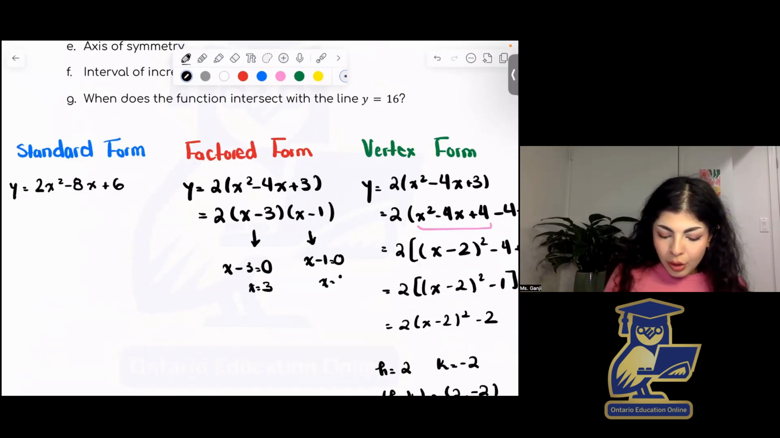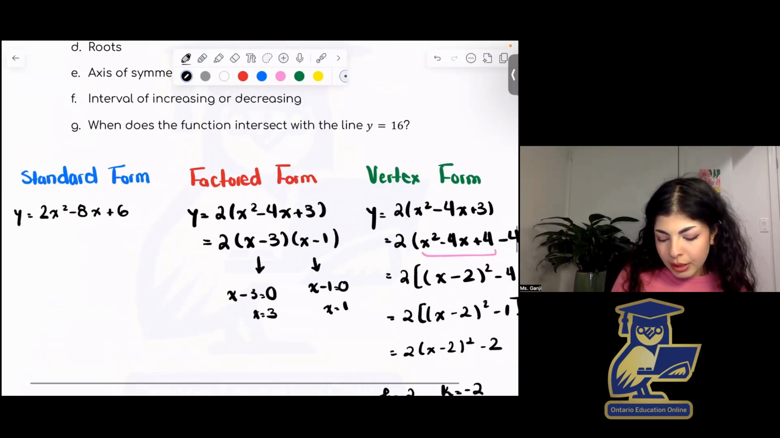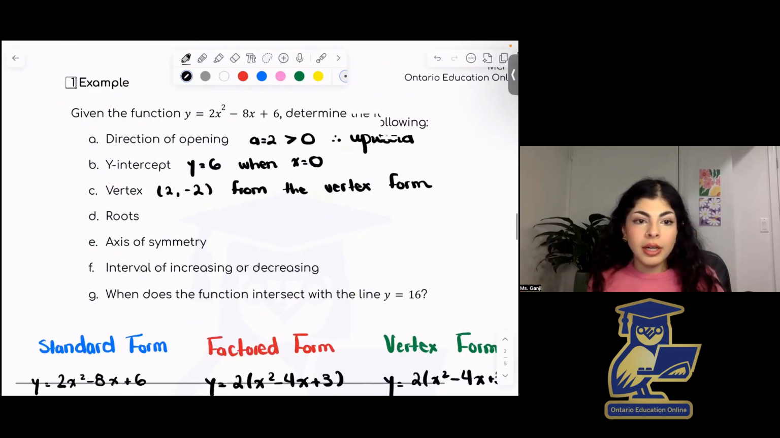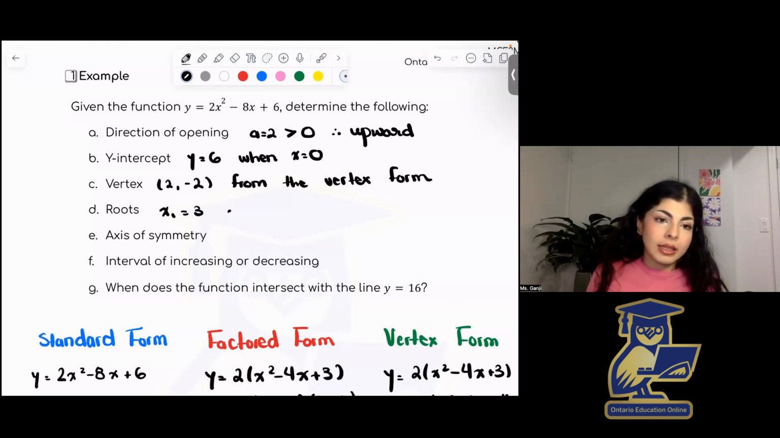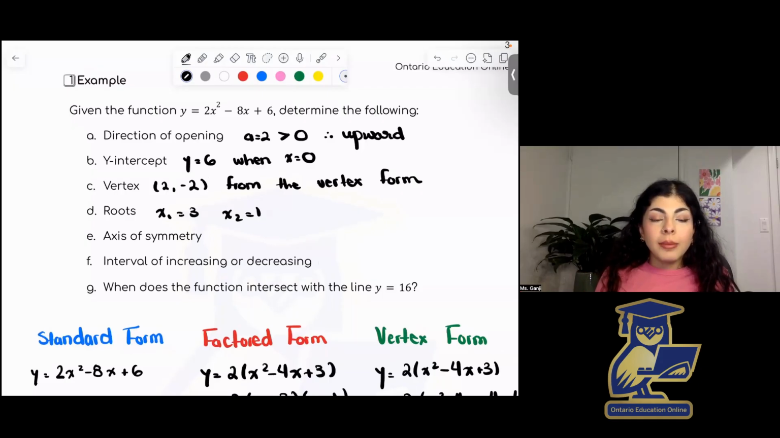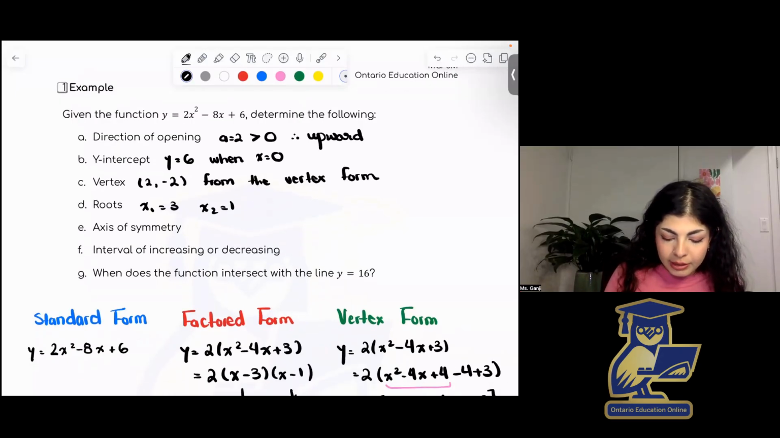And so the roots would be x1 is 3 and x2 is 1. The order doesn't matter. You can write x1 is 3 and x2 is 1, or x1 is 1 and x2 is 3. Now, our axis of symmetry. The first way, if you recognize it, is that our vertex falls on the axis of symmetry, so it should be x is 2.